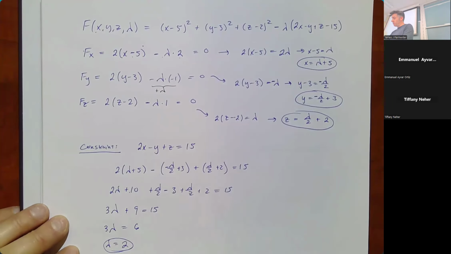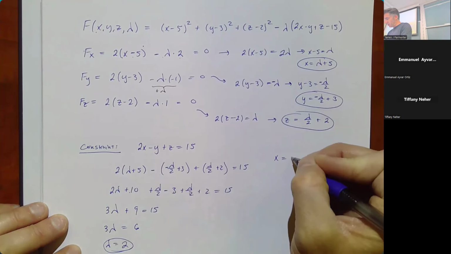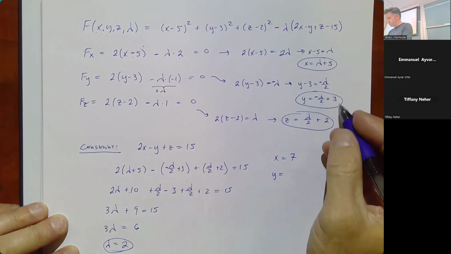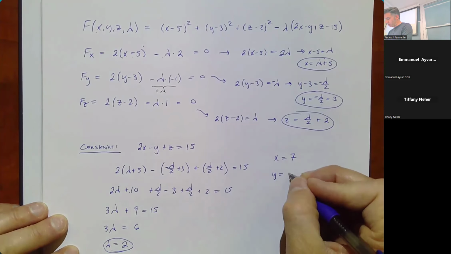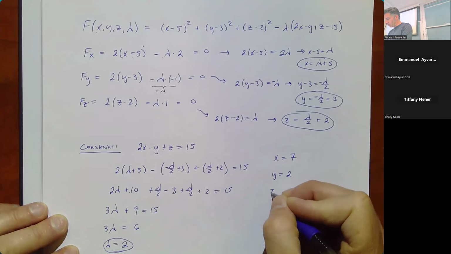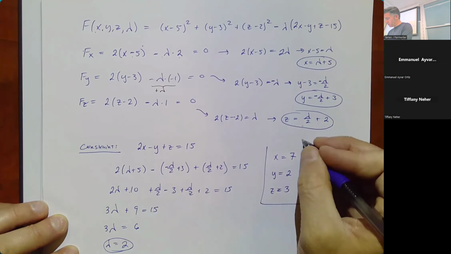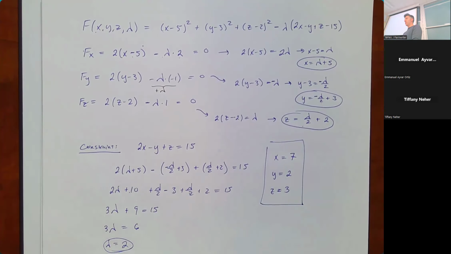And then lambda being 2 means that x is going to equal 2 plus 5. Y is going to equal negative 2 over 2 plus 3, so negative 1 plus 3. And z is going to equal 2 over 2 plus 2, which is 3. So the point 7, 2, 3 is the point on the plane that is closest to the point 5, 3, 2.